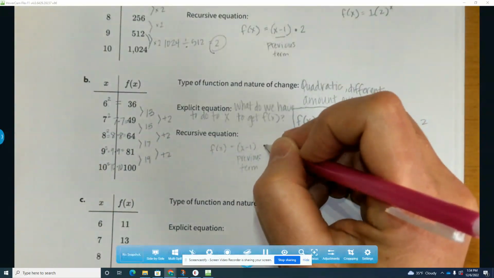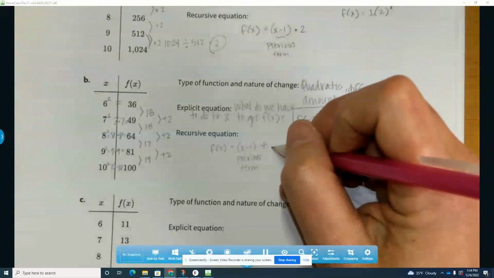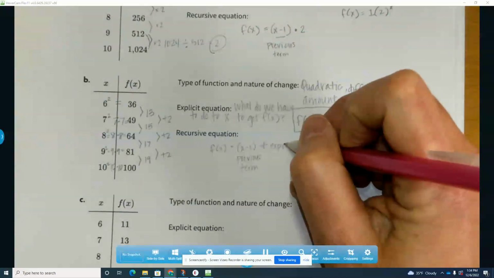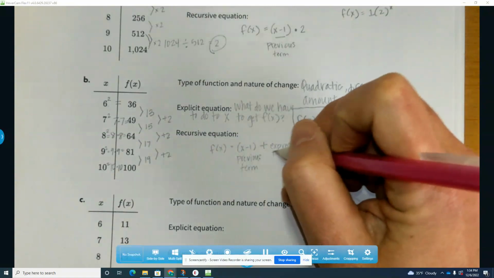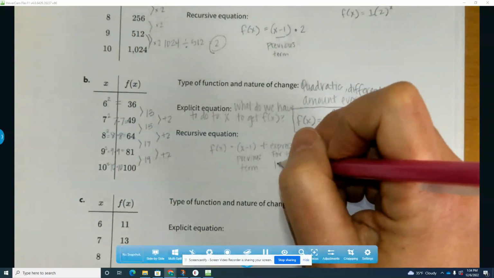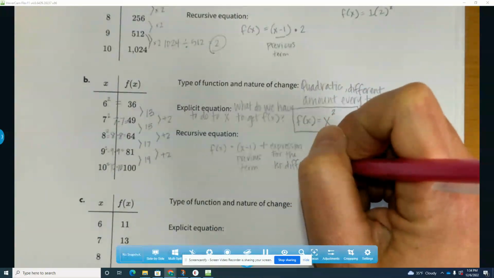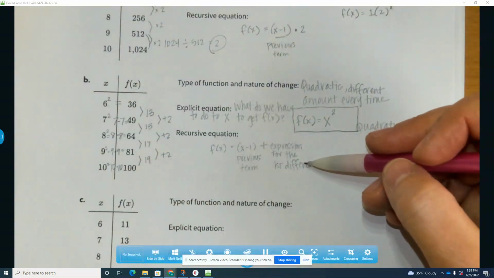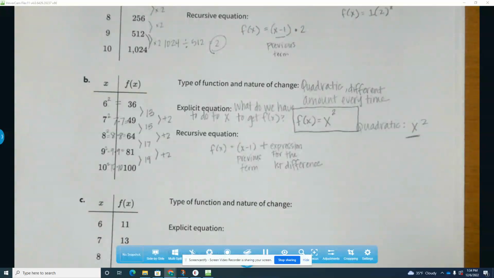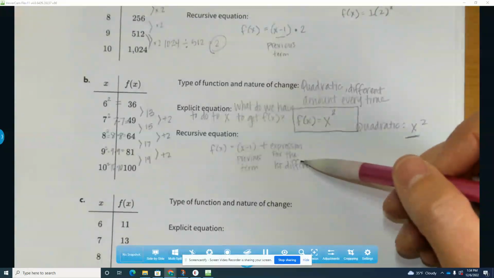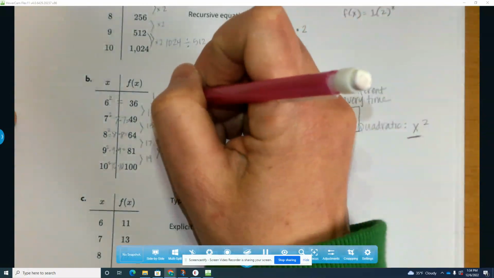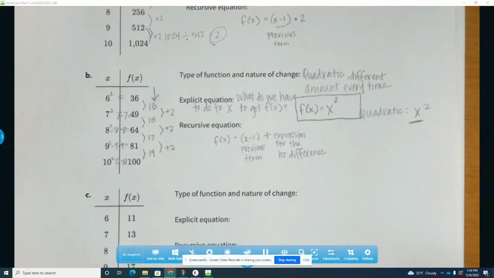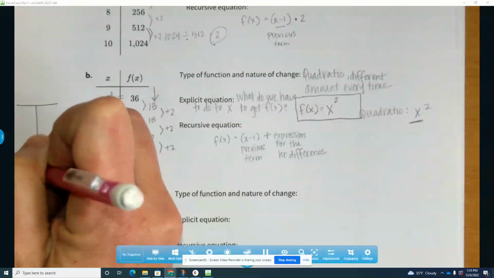But what you're adding now is actually the expression for the first difference. Okay, that's what you're going to tack on to the end of a recursive. Instead of simply a rule, which is a whole number, instead of just saying x minus 1 plus 3 if you're adding 3 every time, we need to find an expression for the first difference right there. Okay, so I want to write that.